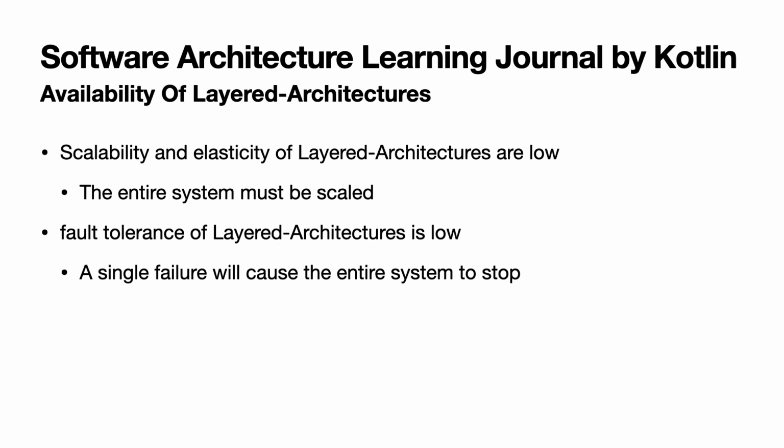Finally, let's look at availability from the perspective of scalability and elasticity. Layered architecture has a low tendency because the entire system needs to be scaled. From the perspective of fault tolerance, layered architecture also has a low tendency because the entire system is the deployment target, meaning that a single failure can bring down the entire system.